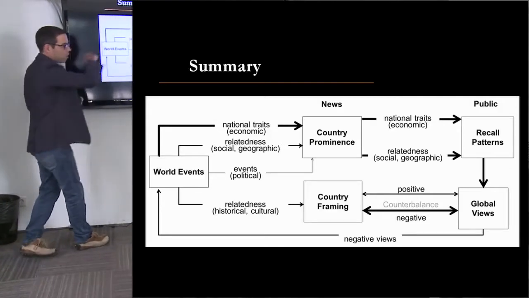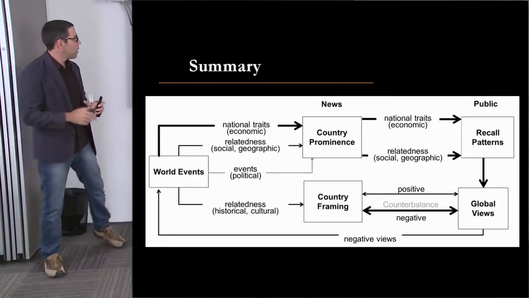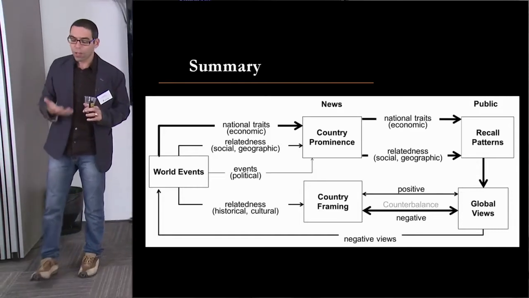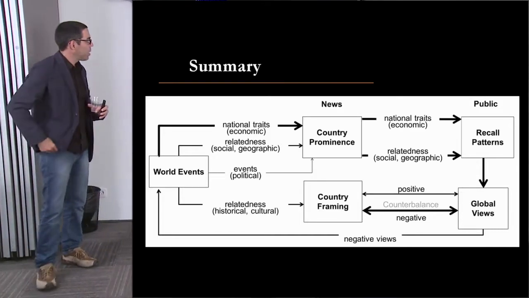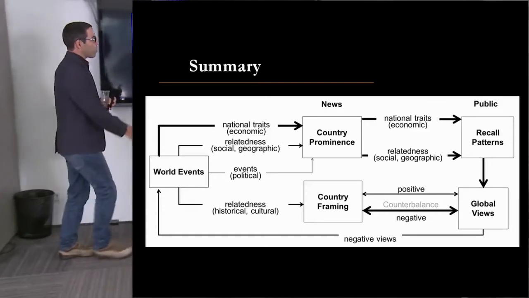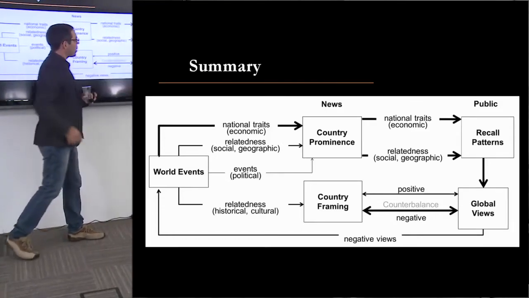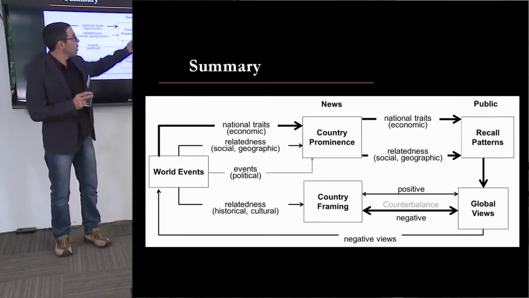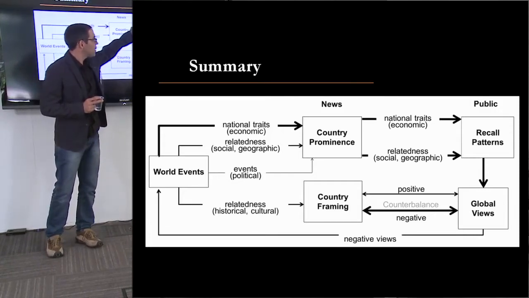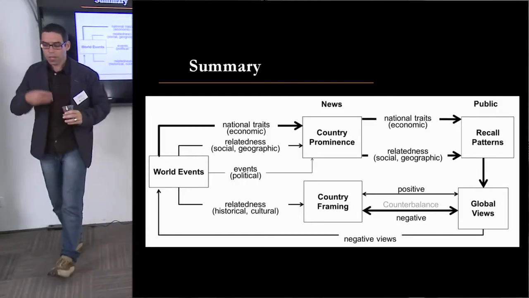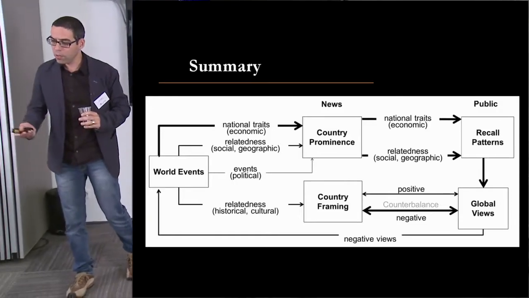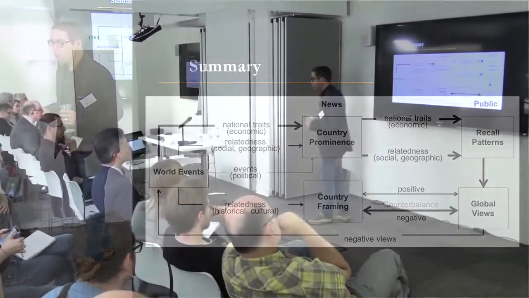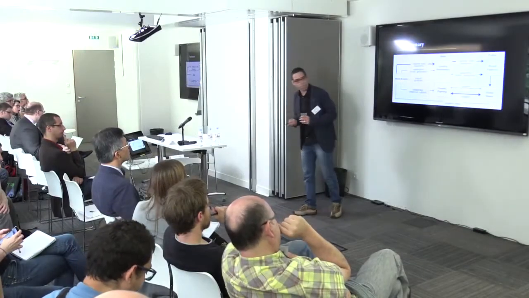These variables are always in interaction with each other, where the more powerful the country is, the more the other things will be connected. And this, of course, affects the way we recall those countries. But here, the relatedness works stronger than the national trait. So countries that are related to us, we will recall more, even if in the news it was not so strong, like in the case of Mexico and Canada.